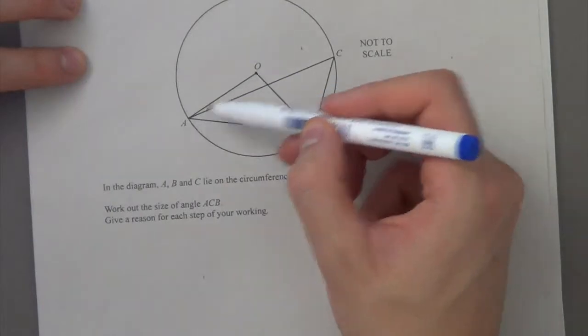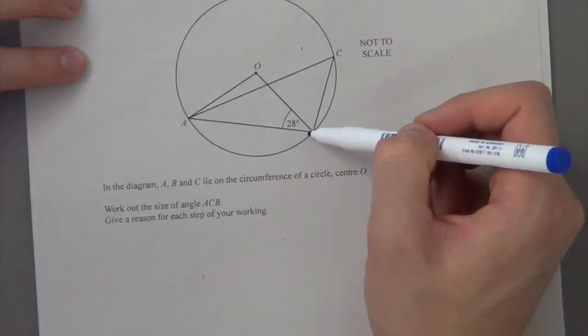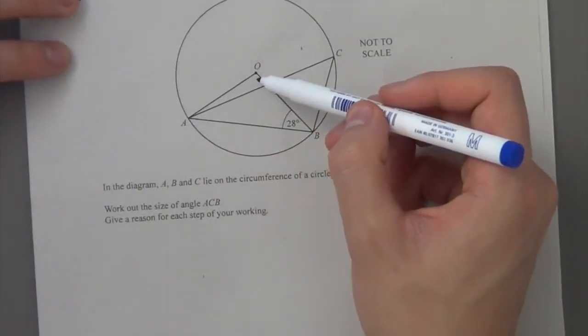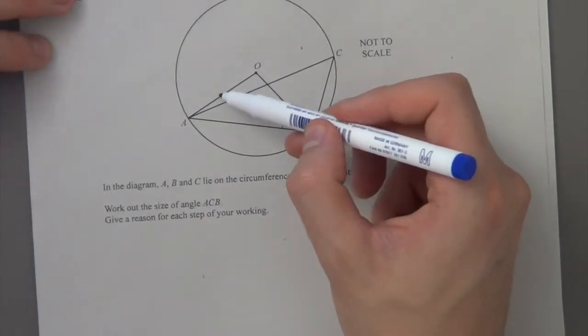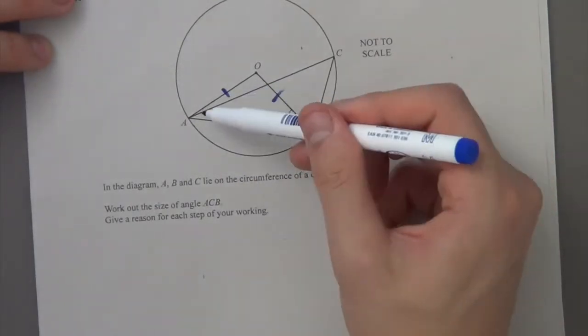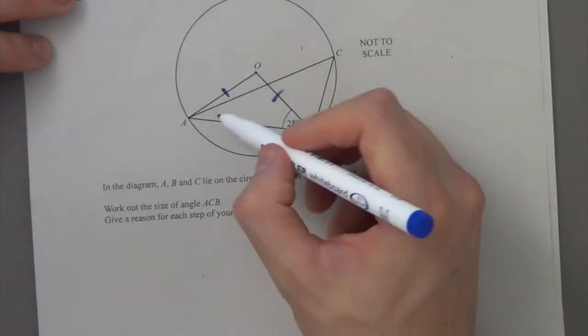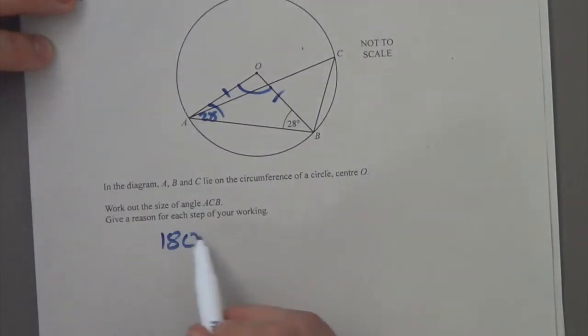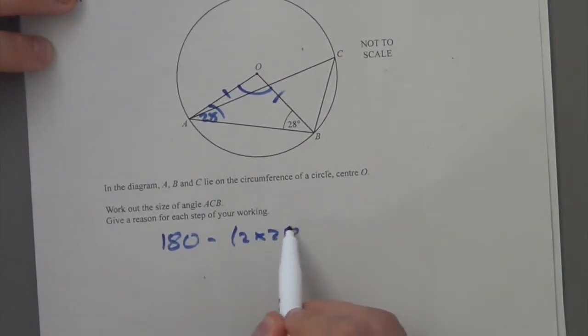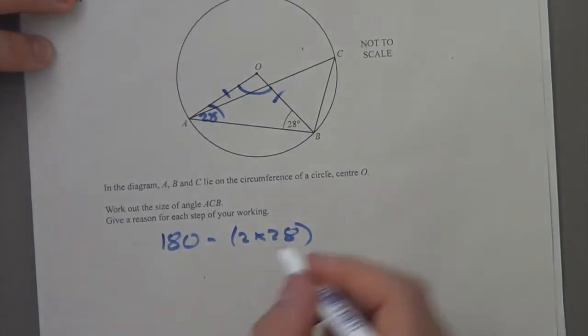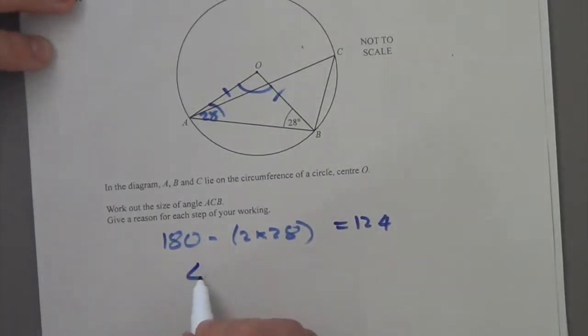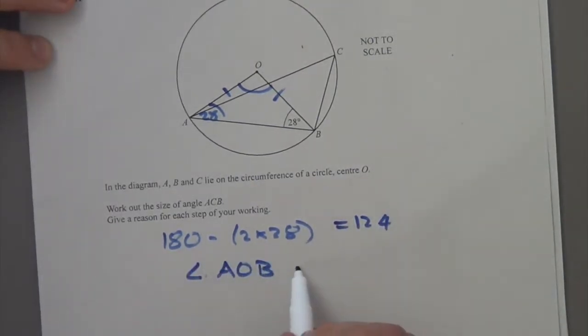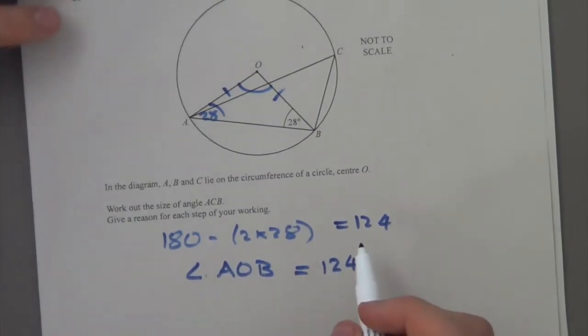First of all, any triangle that is connected to the origin is going to be an isosceles triangle, meaning that these two sides are going to be the same length, meaning these angles are going to be the same. So if that's 28, this is going to be 28, which means this angle is going to be 180 minus 2 times 28, which is 124. So angle AOB is 124 degrees.